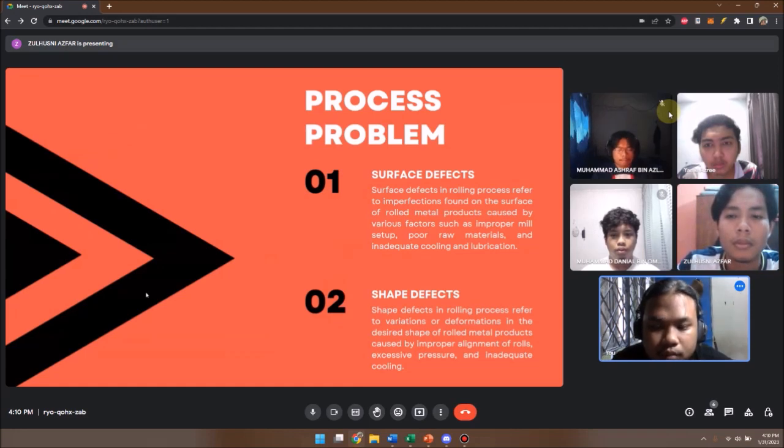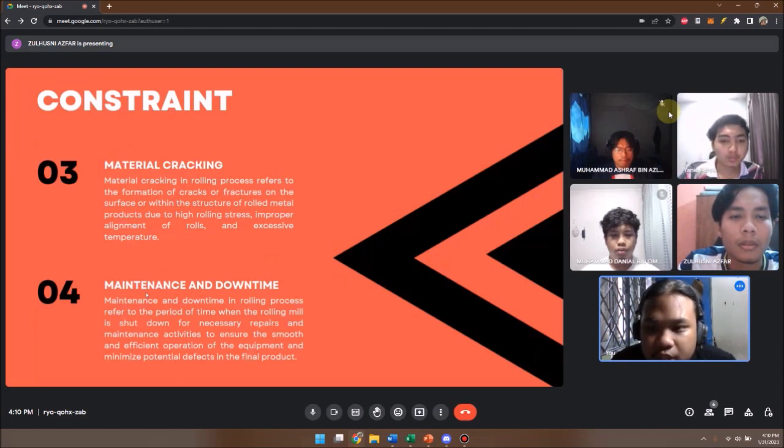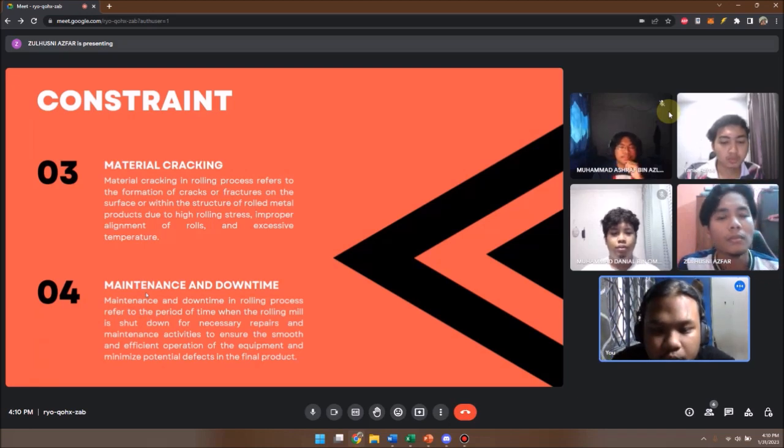Next. And then we found two constraints for this rolling process, which are first the material cracking and then the maintenance and downtime. Next.